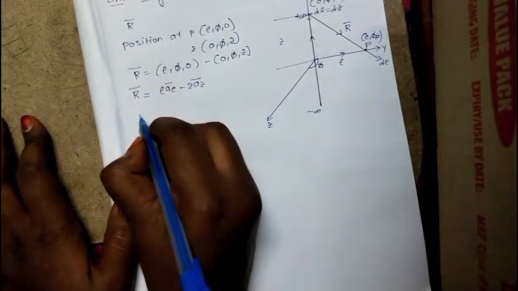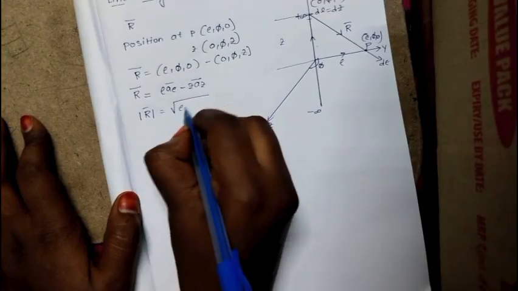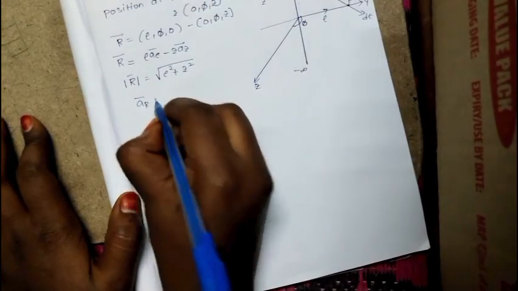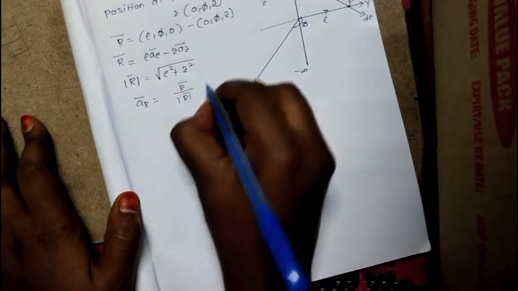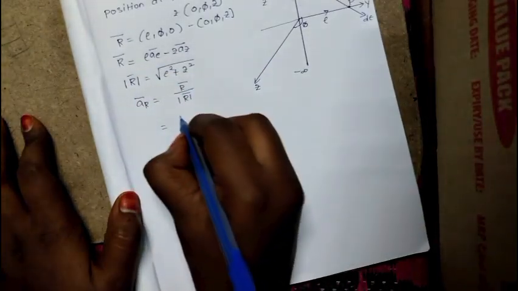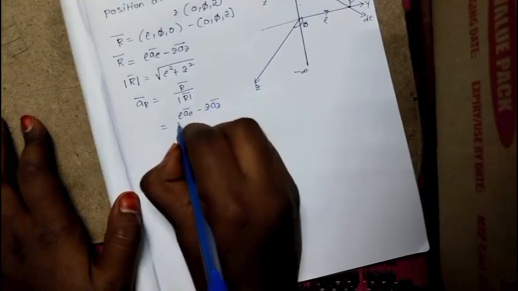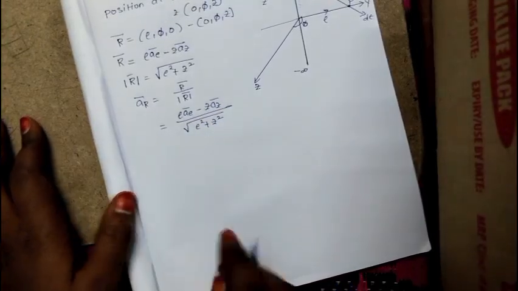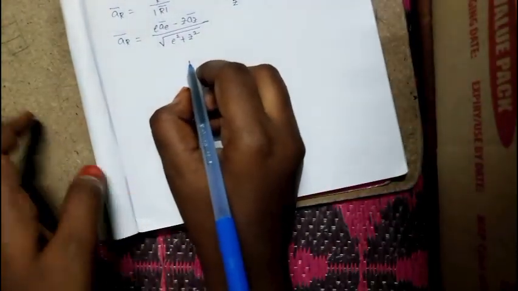R bar is there. Mod R bar is equal to square root of rho square plus z square. A R bar is equal to R bar by mod R bar. We have to substitute R bar and mod R bar: rho arrow bar minus z az bar by square root of rho square plus z square. See this R bar.